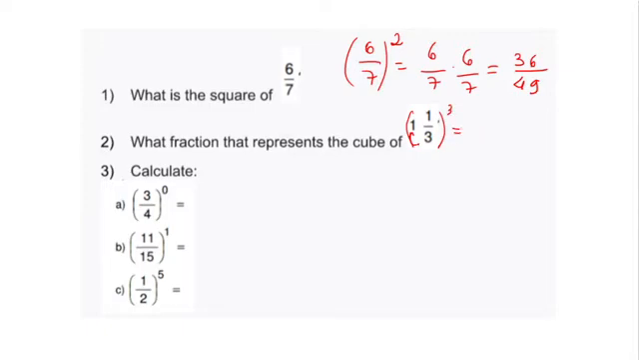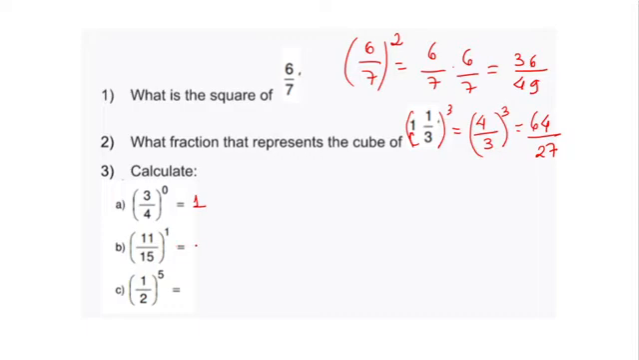So first I have to change to improper fraction. 3 times 1 is 3, 3 plus 1 is 4. So this number elevate to the cube. 4 times 4, 16. 16 times 4, 64. And here 3 times 3, 9. Times 3, 27. Right?